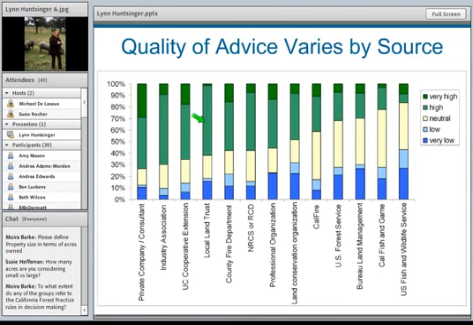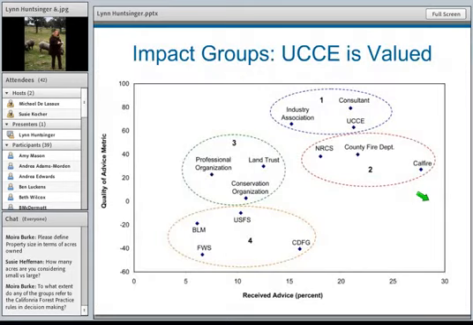Industry association, again, pretty high quality of advice. UC Cooperative Extension, local land trust, all the way down to Fish and Game and Fish and Wildlife Service. And we have some thoughts about why this might be, these might be at the bottom, and let's look at this data in a different way.